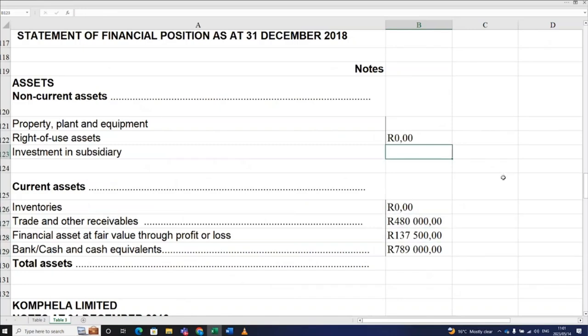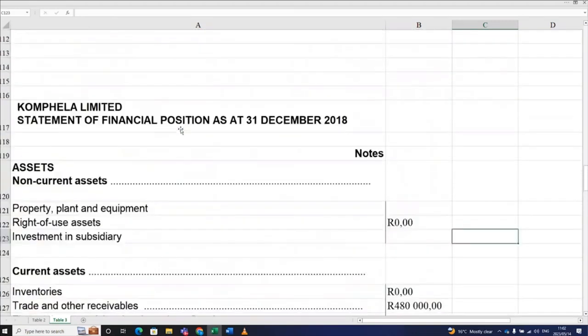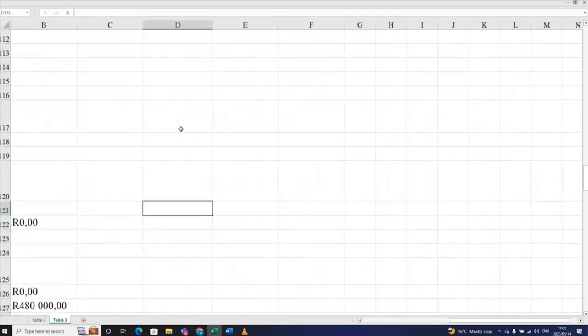Right, then the investment in the subsidiary. When you look at this note here, it says a loan was granted to Pirates Limited to the amount of 132,000. The loan is interest free and is payable in 4 equal installments, and the first installment is payable in 2 years' time, 2020. From your group statements module, when you have a loan in a subsidiary, depending on when it's due, you will have it either under current or non-current assets, but this one is due in over 2 years. So you'll have it under non-current assets.